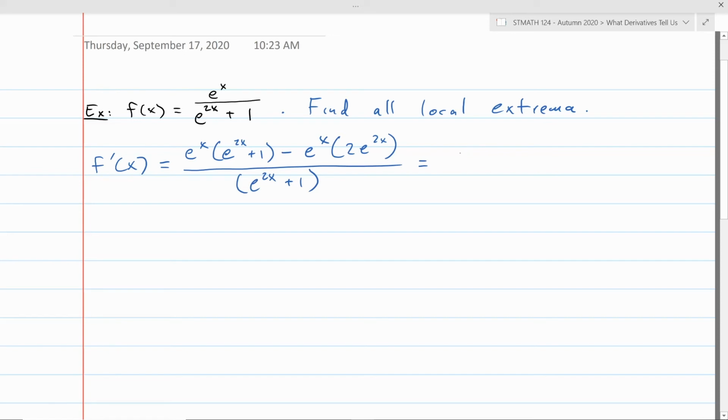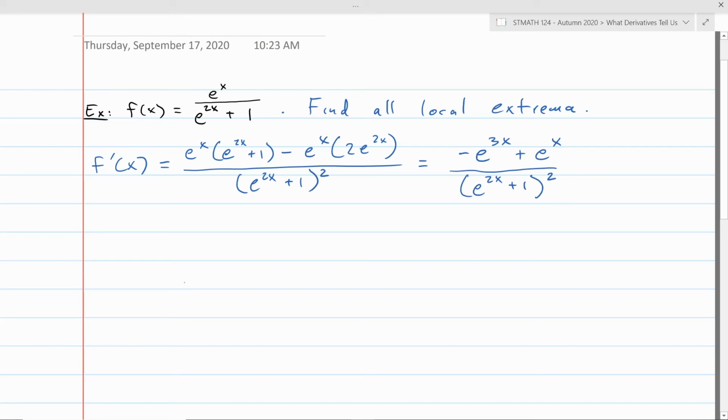Looks like I end up with negative e^(3x). Forgot to square the denominator there. And then plus e^x, all divided by (e^(2x) plus 1) quantity squared.